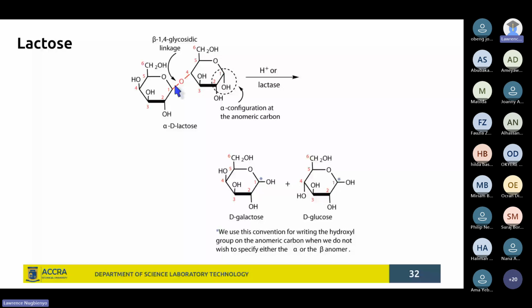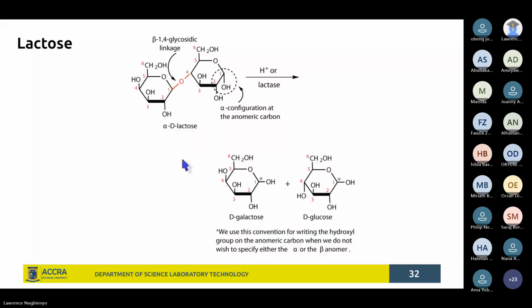So you see the lactose molecule is having this galactose molecule in a beta configuration, and then the glucose molecule is in an alpha configuration. And these two bond, you have that beta 1,4 glycosidic linkage between the galactose molecule and the glucose molecule to give you lactose. So that is that for lactose.